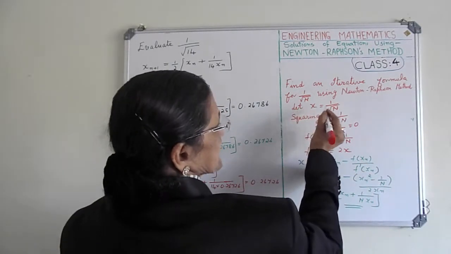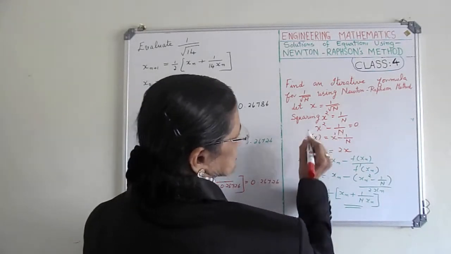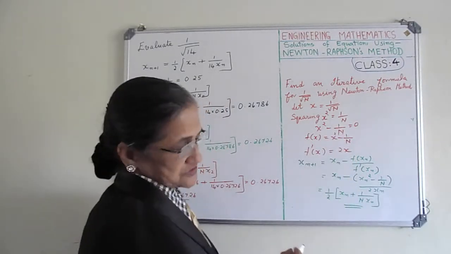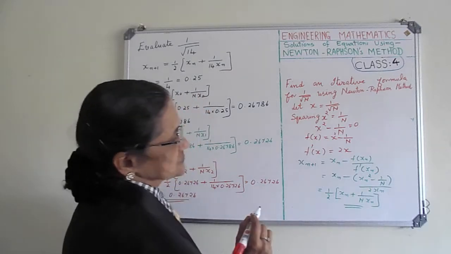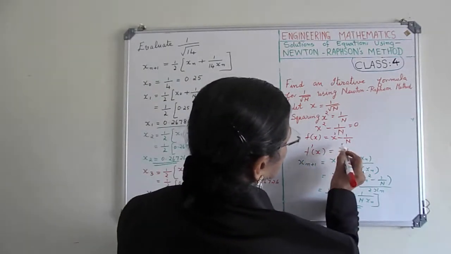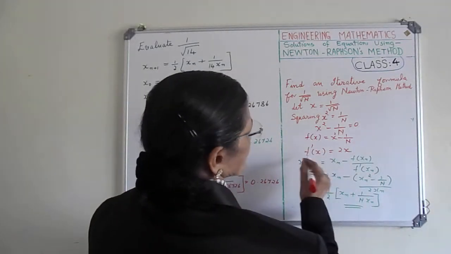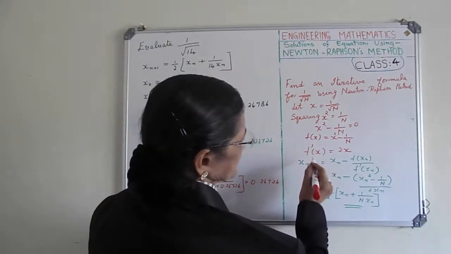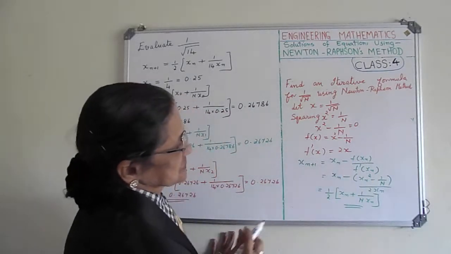Now let us take x equal to 1 by square root of n. Squaring this equation, we get x square is equal to 1 upon n. That is, x square minus 1 upon n is equal to 0. Therefore, what's our f of x? f of x is equal to x square minus 1 upon n. Now, find the derivative of f of x. The derivative, f dash x, is equal to 2x.